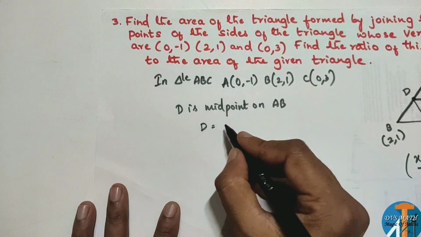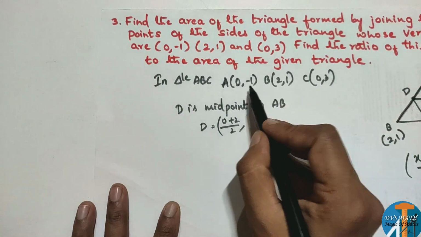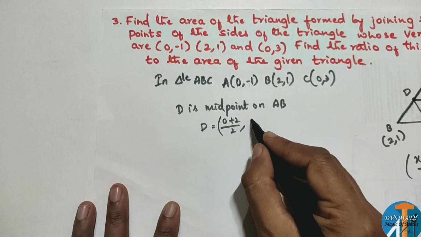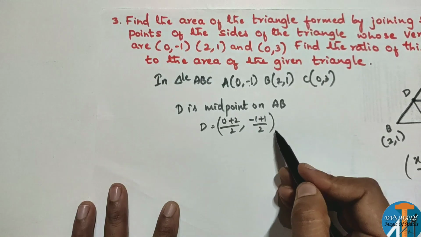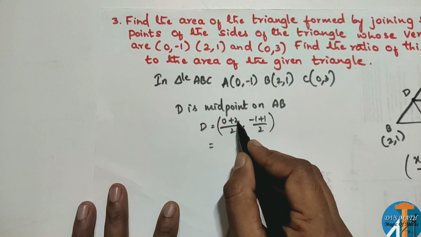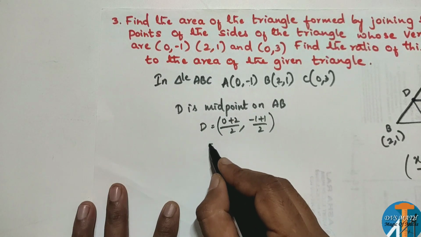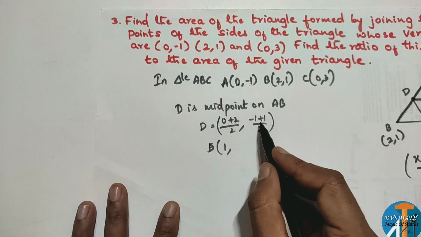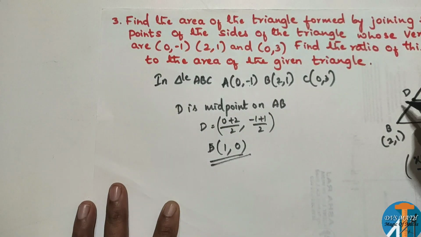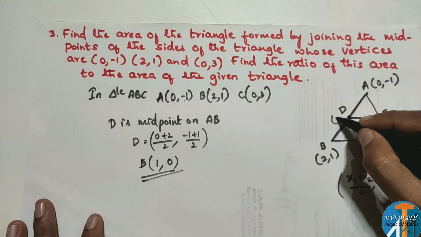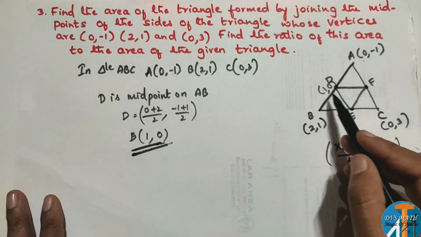Observe, directly we can write it. The x coordinate is 0 plus 2 by 2, comma, the y coordinate is minus 1 plus 1 by 2. x with x, y with y, divided by 2. 0 plus 2 is 2, 2 by 2 is 1. So what will be the point D? 1 comma, minus 1 plus 1 is 0, 0 by 2 is 0. So D is 1 comma 0. Now you got the D value.